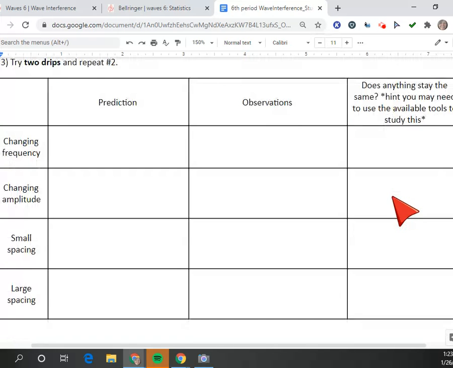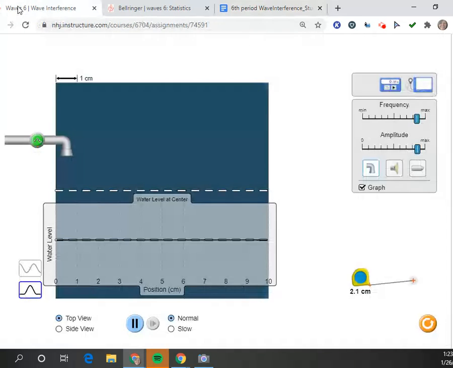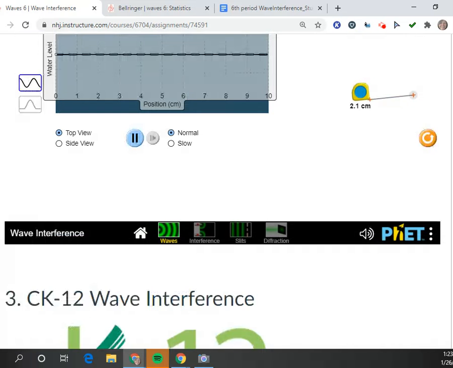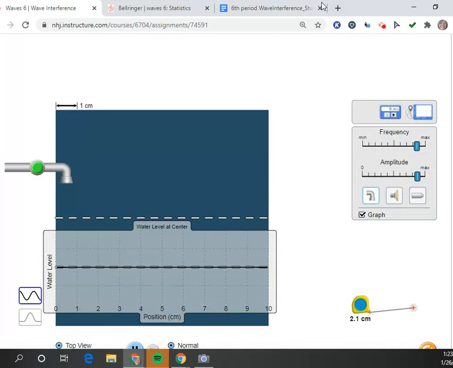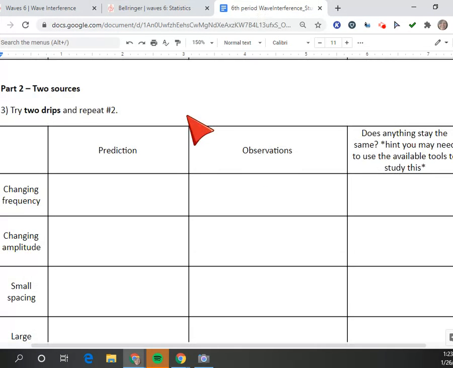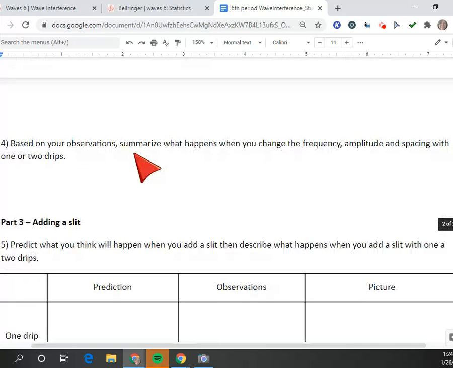Then we're going to go 2 drips. So we're just kind of investigating this for a first on this. We're going to go 2 drips. No, wait. Make sure we're in the right place. Try 2 drips and repeat number 2. Okay.